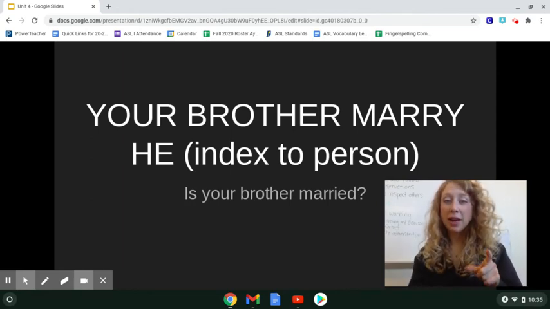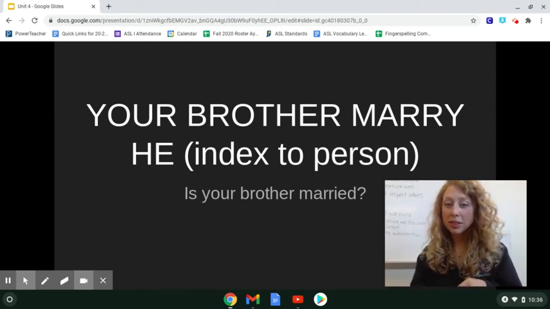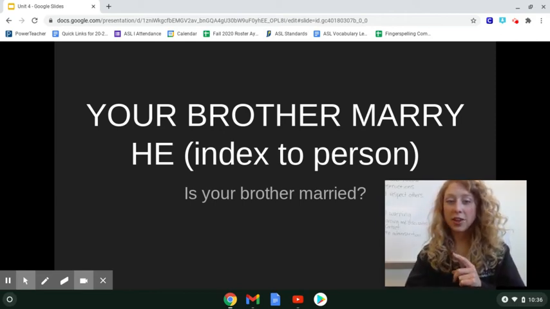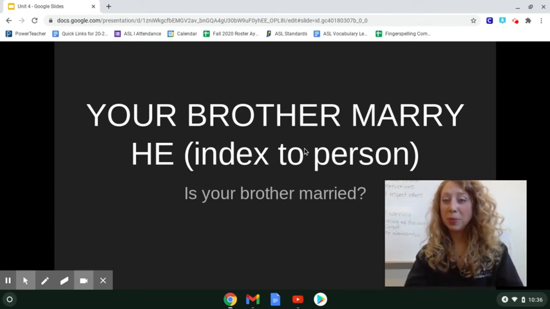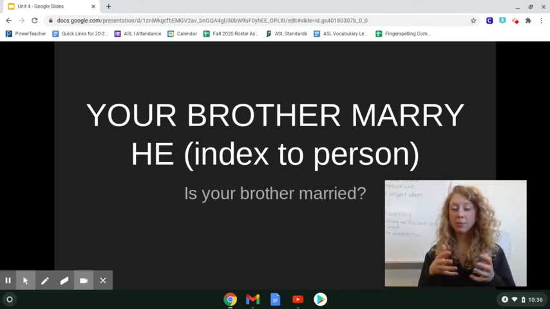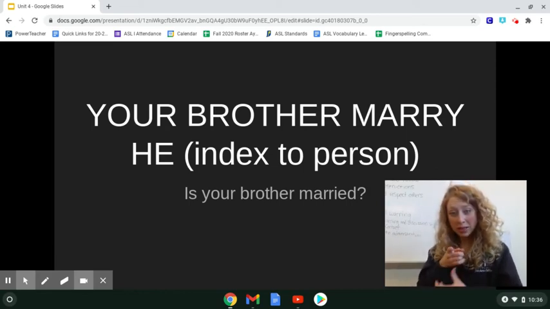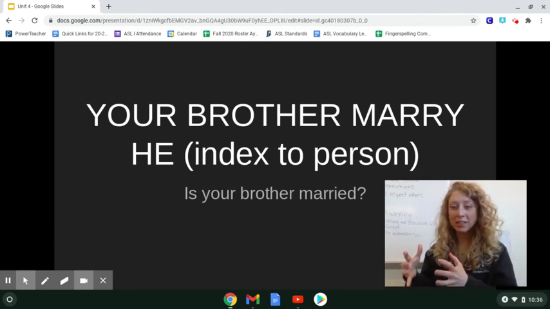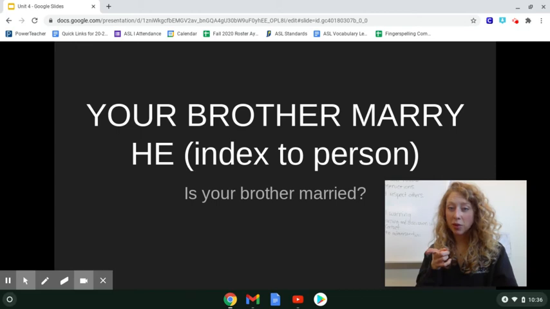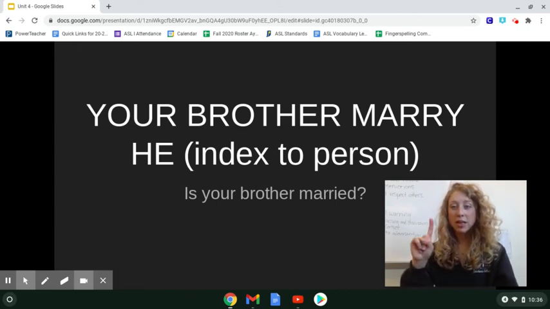So what we're going to practice on these is if we're asking about another person, we're using our index finger. Right here it says index to person. You're going to point to the person. So for example, if I say, your brother married, and see this index finger, I point to a place in space. This is their brother. So we're pointing for he. Remember I showed you that's a pronoun. He, you use your index finger. He.